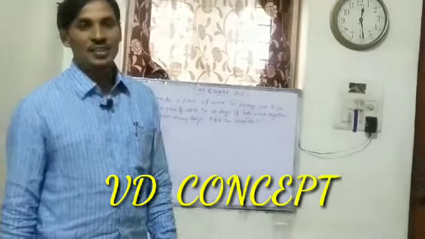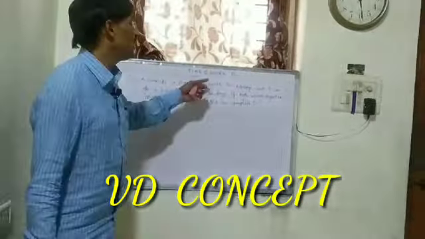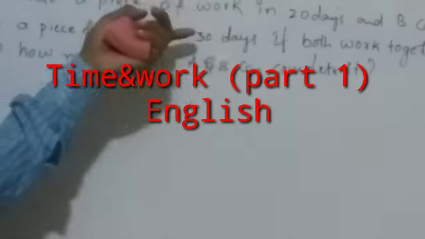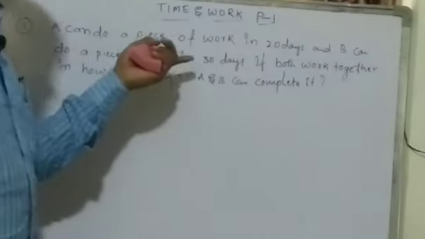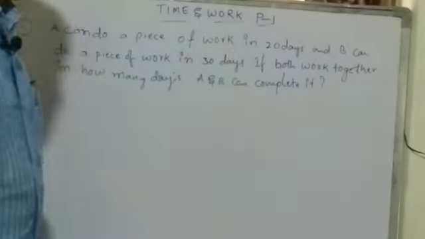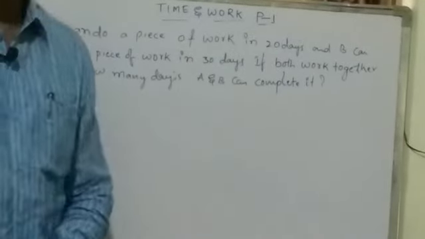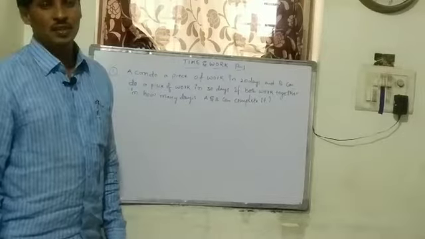Today we are going to discuss the topic of time and work, part 1. This is a basic class. The basic question is: A can do a piece of work in 20 days and B can do a piece of work in 30 days. If both work together, in how many days can A and B complete it? This is the basic question of time and work.